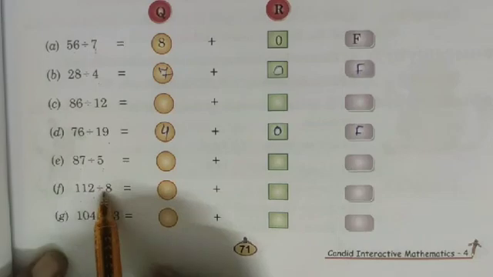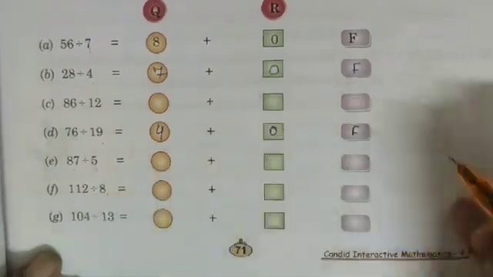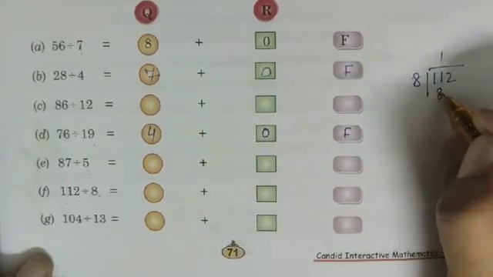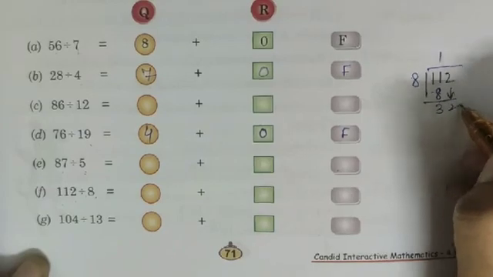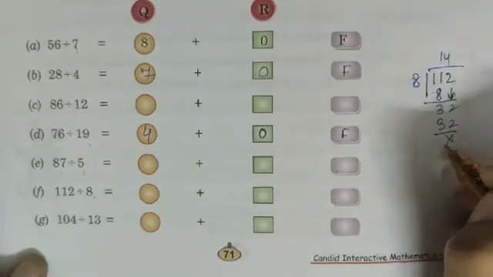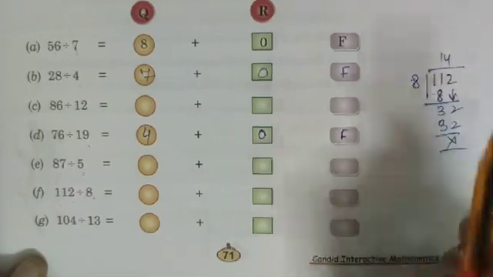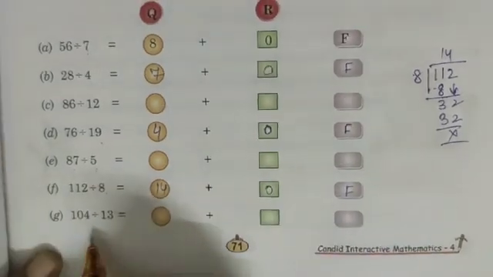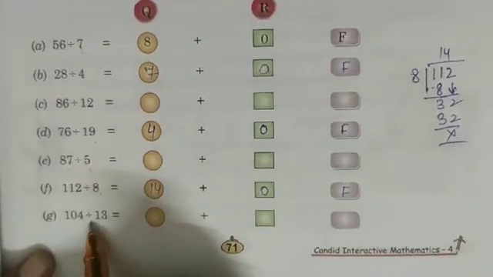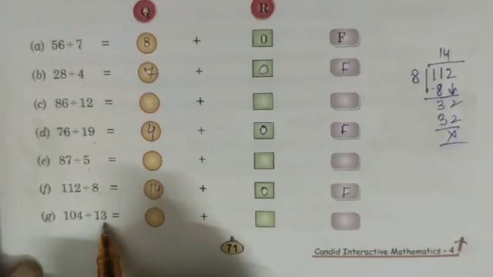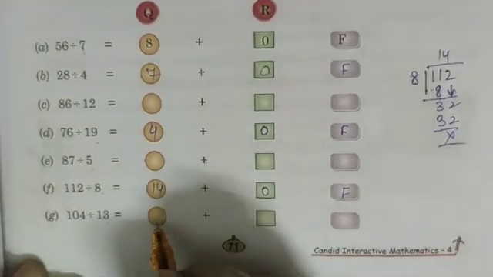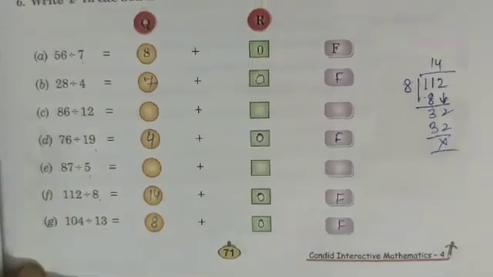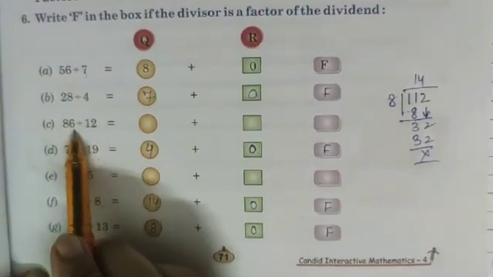Now 112 divided by 8. In the table of 8, when you divide 112 by 8: 8 1s are 8, so here 3, here 2. 8 4s are 32. Completely divisible. Okay. So what is the quotient here? 14, and there is no remainder. So here F. Now 104 divided by 13. When you divide 104 by 13, it comes 8. So there is no remainder. It is F.